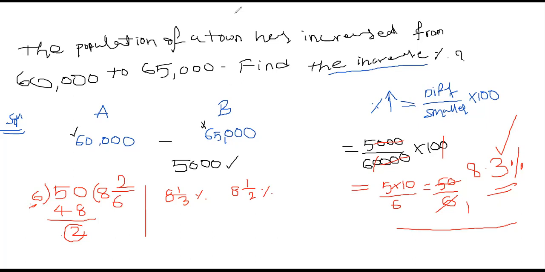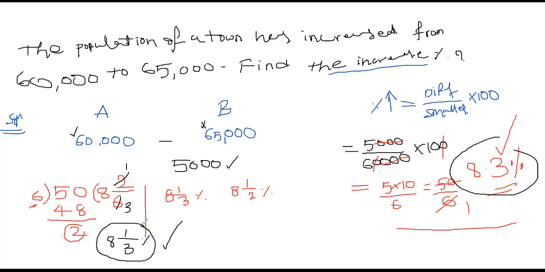Again here cancellation: 2 ones are, 2 threes are. So here what is your remainder? The remaining number is 8, numerator is 1 by 3 percentage. This is the answer. Either this is correct or this is. If they give answer options in mixed fractions, do like this. If the options are in decimal points, you do like this. Understood?